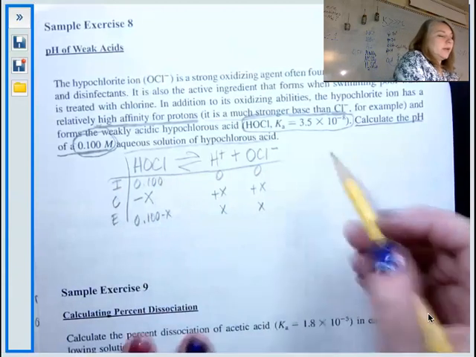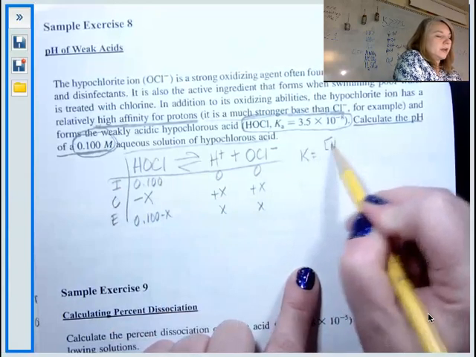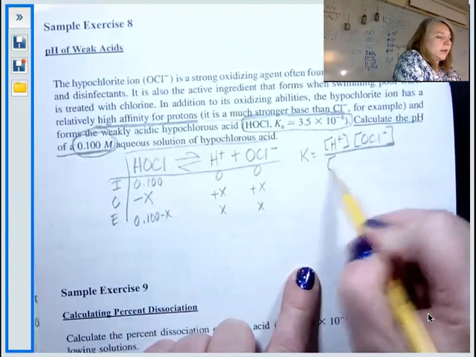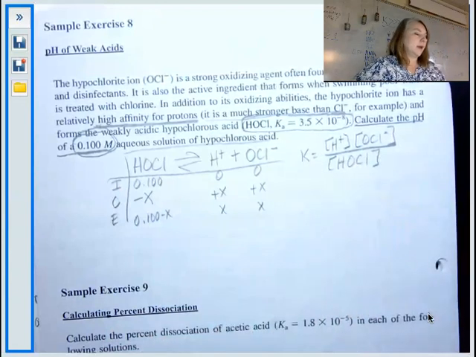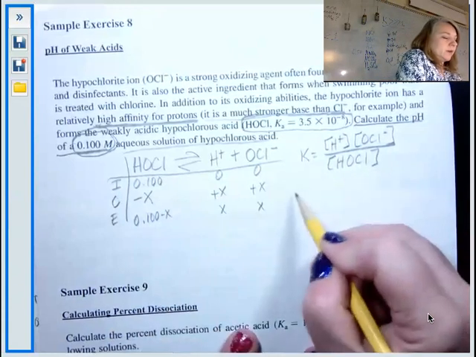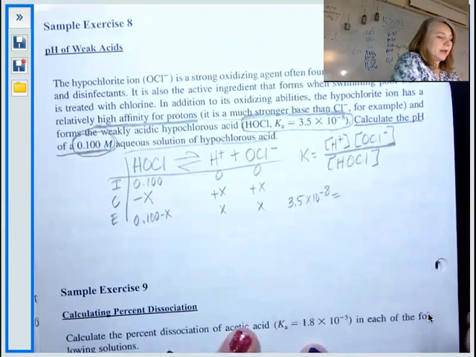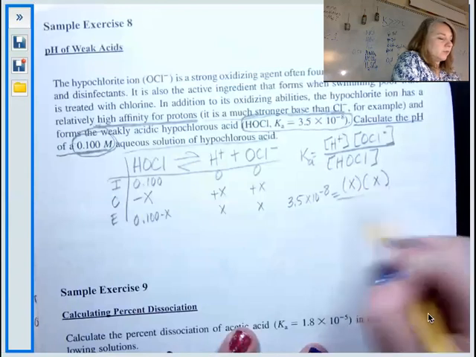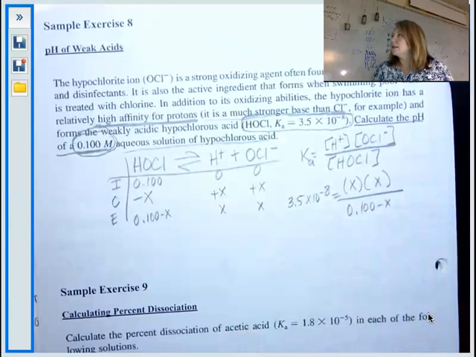Now we had our Ka expression that I just had on the screen a few minutes ago, equal to the hydrogen ion concentration times OCl minus over HOCl. Notice I'm writing it specifically for this acid, not writing HA and A minus. So then we've got 3.5 times 10 to the negative 8 as our Ka value. We have X on top times X over 0.100 minus X.